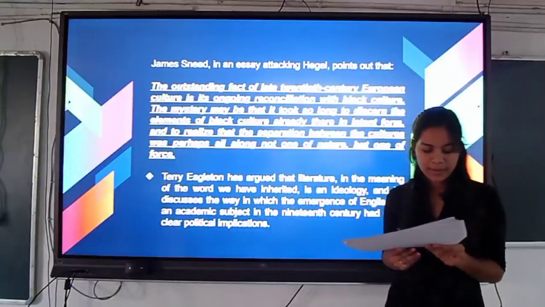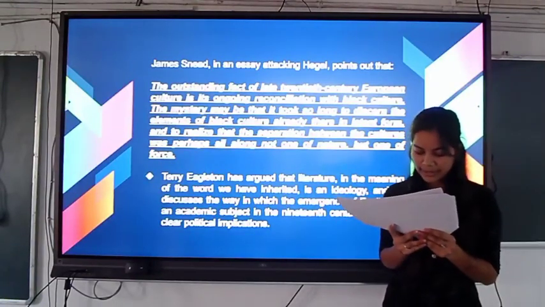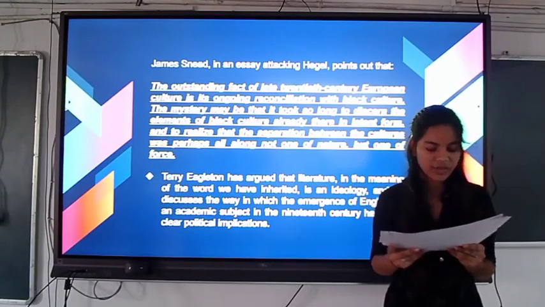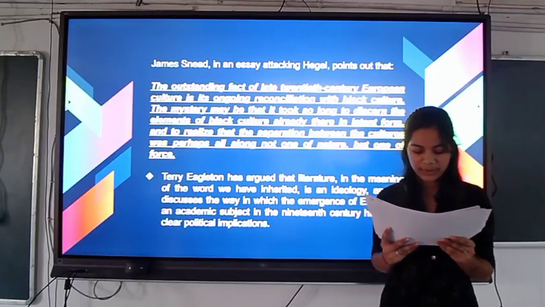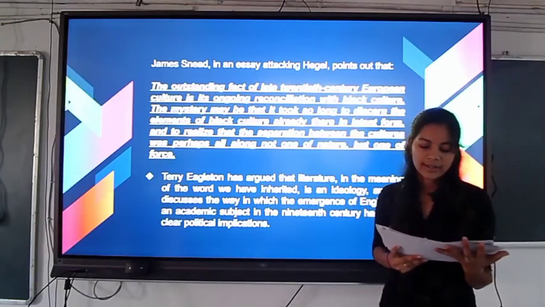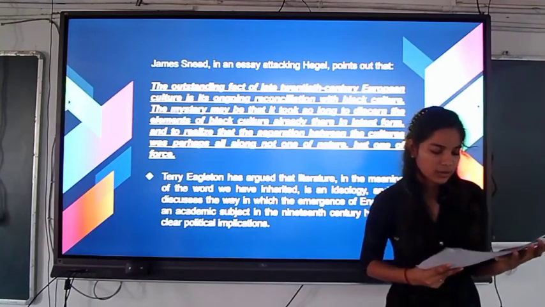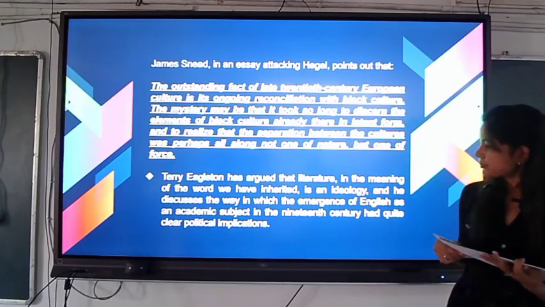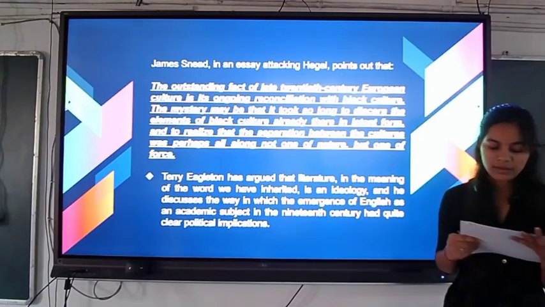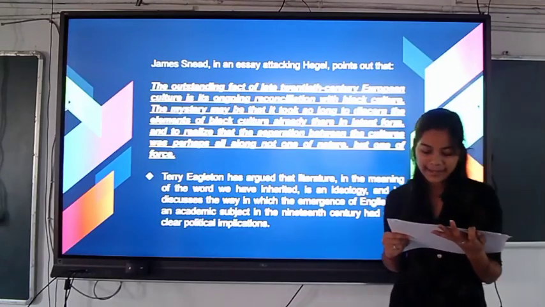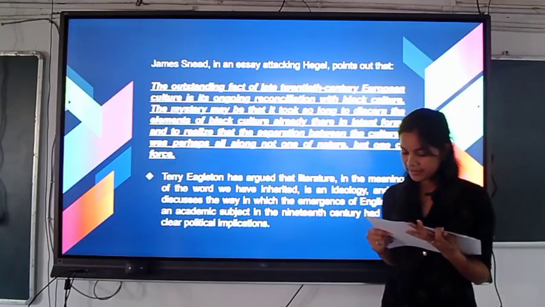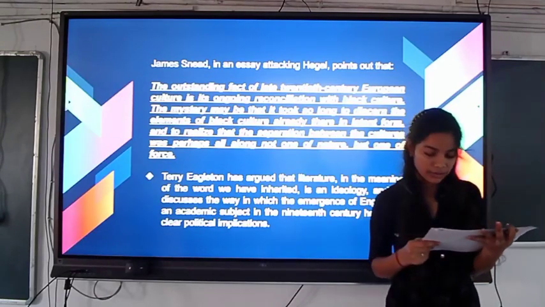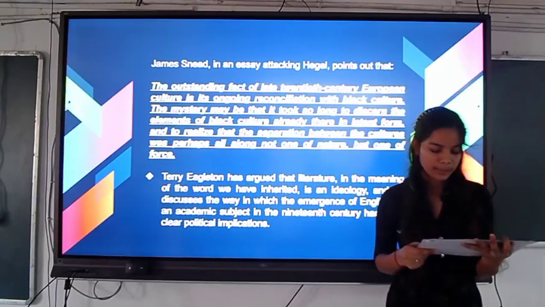Also, they say that critics from Africa, India, and the Caribbean have challenged the refusal of a great deal of Western literary criticism to accept the implications of its literary theory and cultural policy. Another critic, Terry Eagleton, has argued that literature, in the meaning of the word we have inherited, is an ideology, and he discussed the way in which the emergence of English as an academic subject in the 19th century had quite clear political implications.